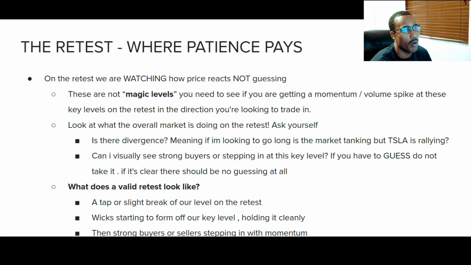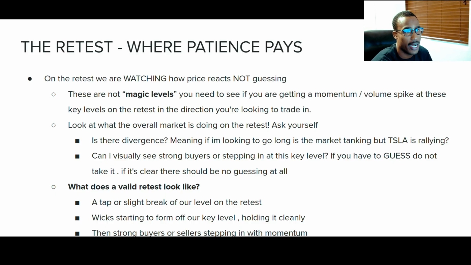The retest, and this is where patience pays. On the retest, we are watching how price reacts. We are not guessing. I need you to reread that. These are not magic levels. I can't stress that enough. You wouldn't believe how many times other traders have told me, hey, Kel, I went long on the pullback, but we didn't hold. Like, yeah, these aren't magic levels, right? You got to read the price action. There's a lot that goes into that.